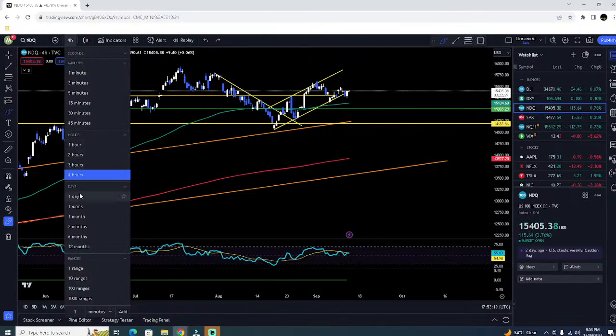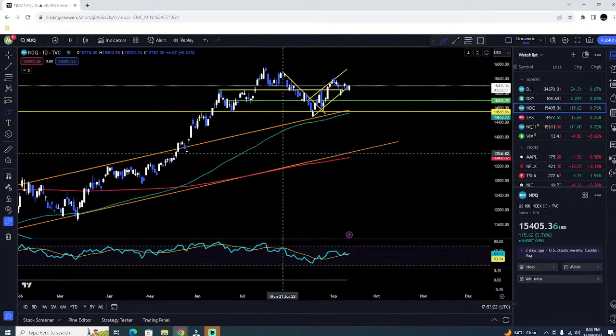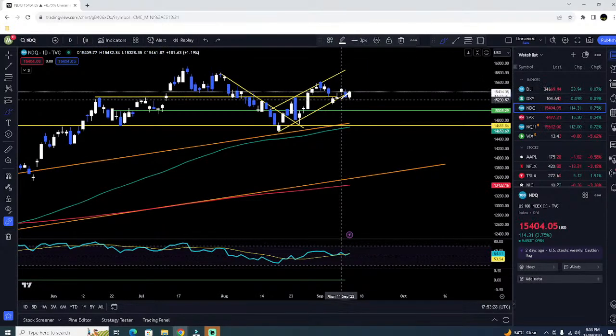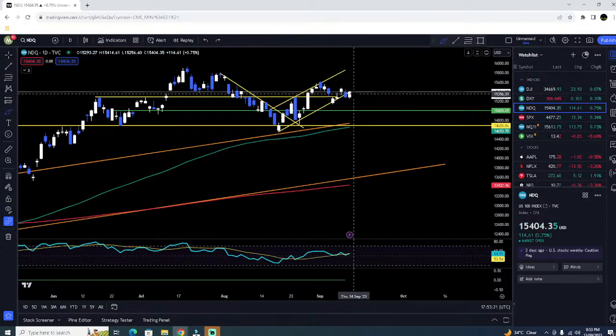Now let's check the same thing on the daily chart and trying to cover up this drop today. So we want to get back into the channel. That is very important, and hopefully that will happen today.